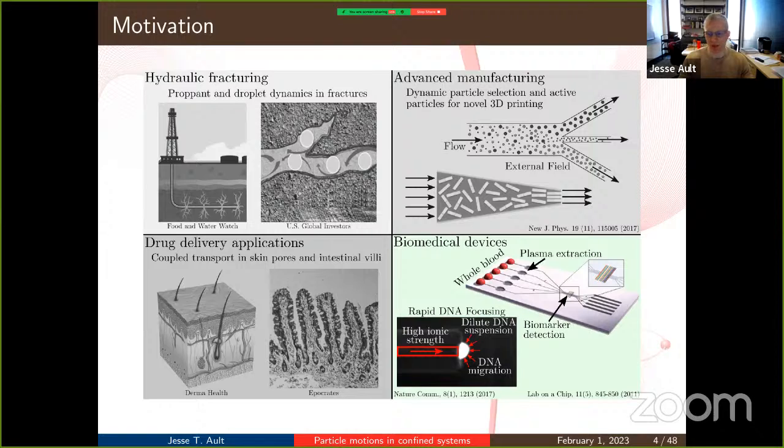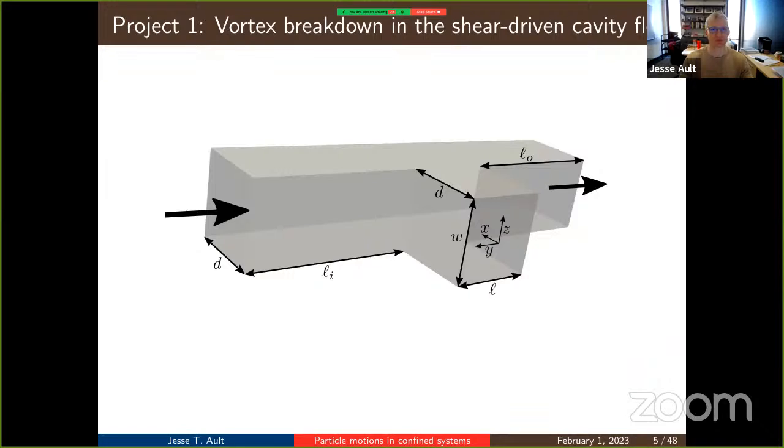And these are all applications where we often want to build some kind of lab on a chip device in order to achieve some kind of manipulation of biomolecules. So these are kind of the broad applications of our group's research.